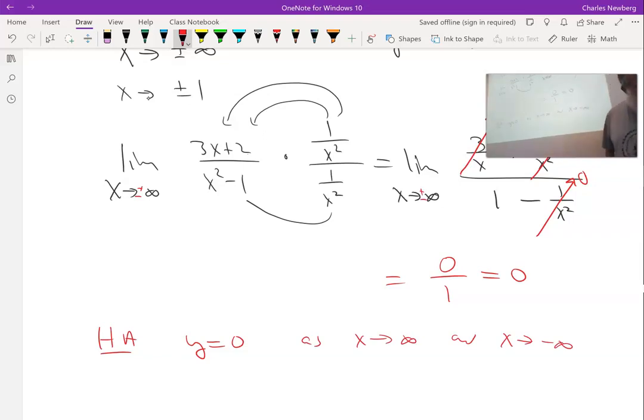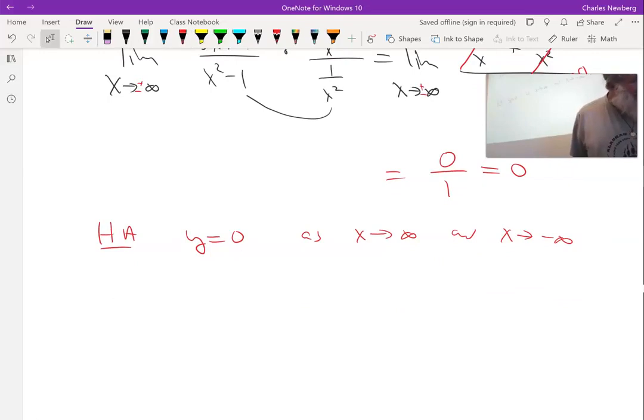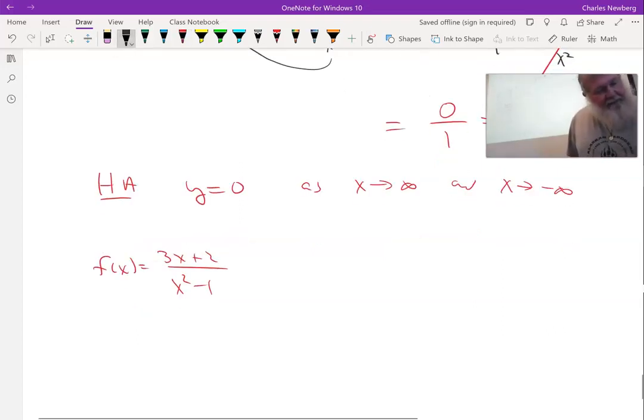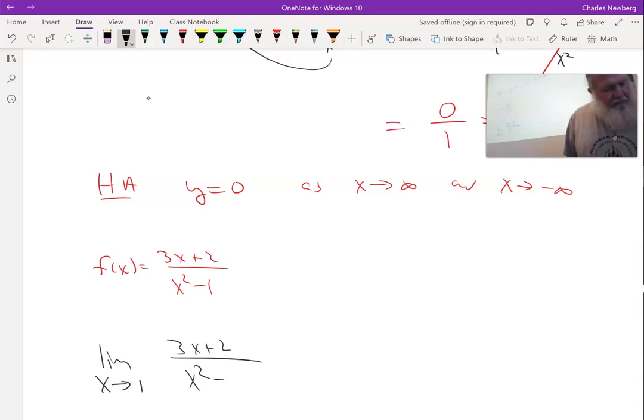Okay. So now, the next one I said we're interested in is x goes to 1. So let me rewrite that function down here just so we have it available. f of x equals 3x plus 2 over x squared minus 1. That was the original function. I didn't change it up. So now let's look at the limit as x goes to 1 of 3x plus 2 over x squared minus 1. Give you a chance to copy that.